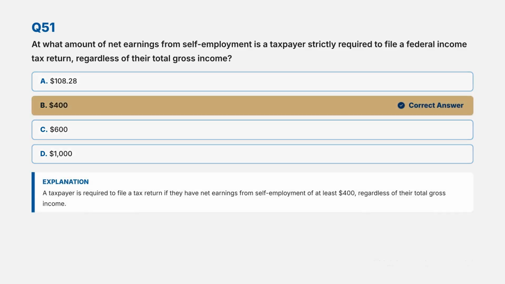The correct answer is B. $400. A taxpayer is required to file a tax return if they have net earnings from self-employment of at least $400, regardless of their total gross income. Great, let's continue to question 52.